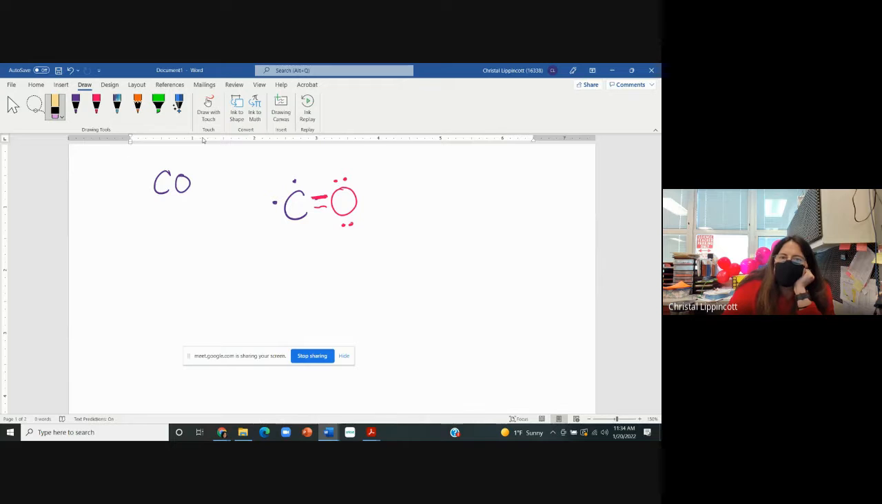Now, I need to keep my electrons paired, and I need to get 8 on each thing. So if I slide these 2 electrons up to here, I'm going to have 8 electrons around this. And then if I slide this electron up to here, I will have it paired. And at that point, my carbon will have 8, and my oxygen is going to have 8.